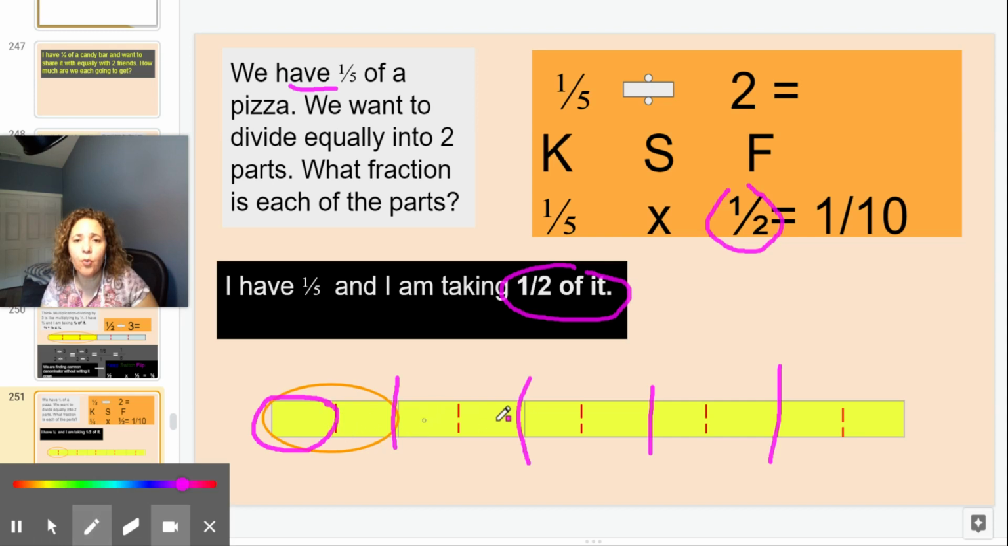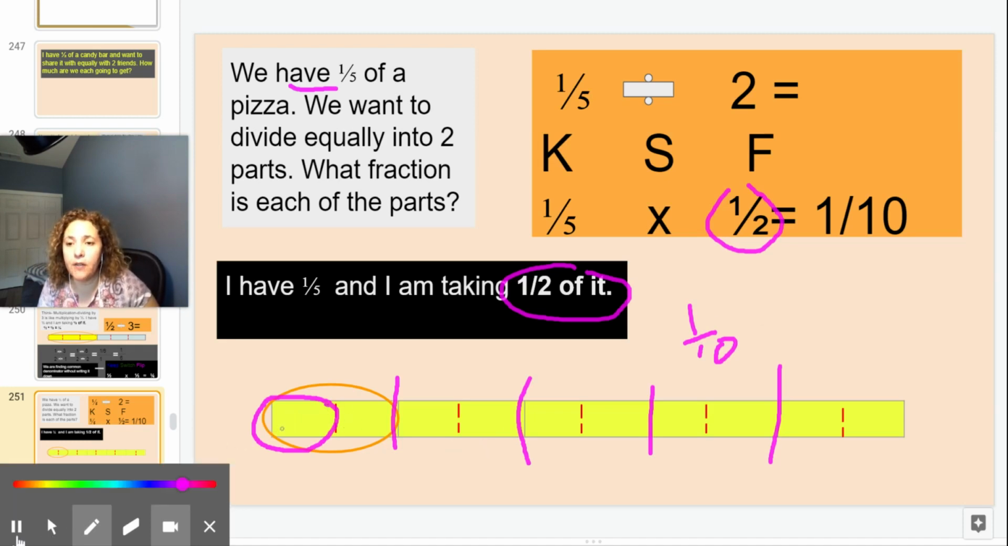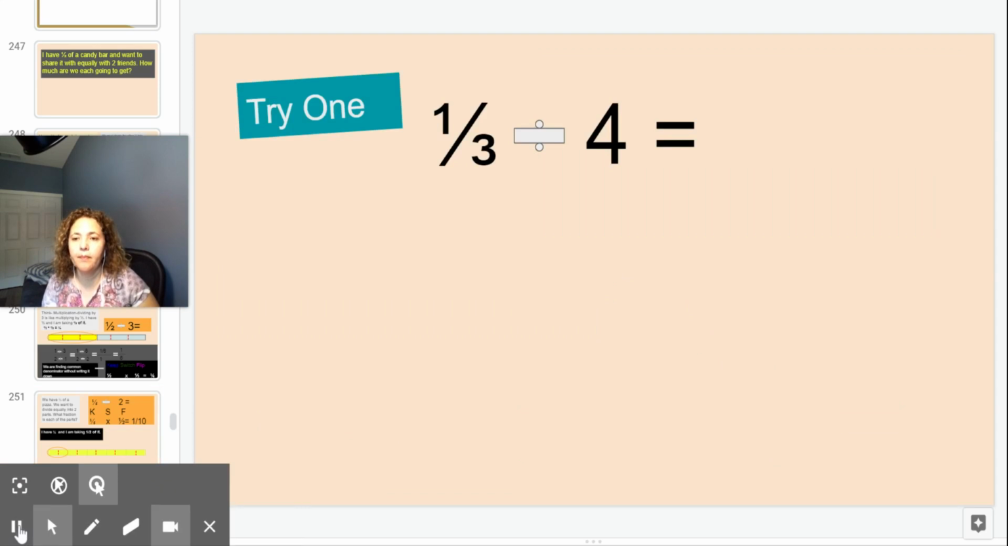1, 2, 3, 4, 5, 6, 7, 8, 9, 10. Yep, I'm getting 1/10. So I just wanted you to see the visual behind it. But keep, switch, flip will always work for any division with fractions, okay? So easy, right? Because you can multiply fractions, so you can divide fractions. Keep, switch, flip.